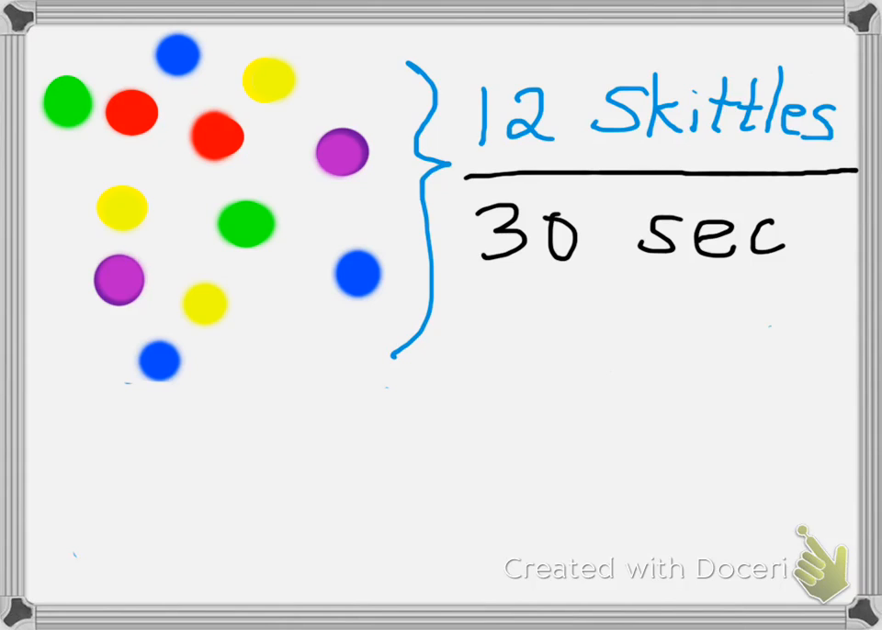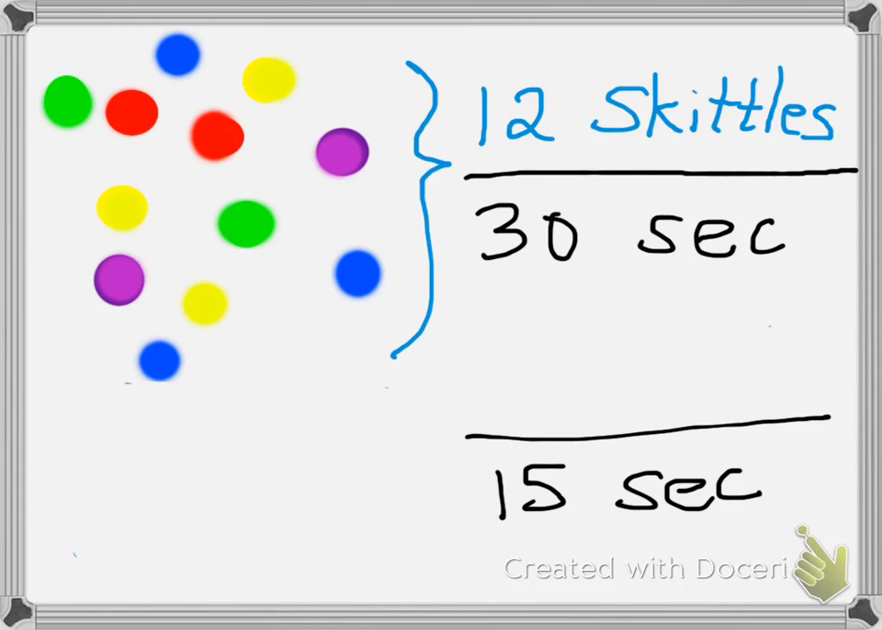Now, if you can eat 12 Skittles in 30 seconds, how many Skittles could you eat in half that amount of time? In other words, in 15 seconds, you could probably eat half, since that's half the time, you could probably eat half the amount of Skittles. So you could probably eat about 6 Skittles.